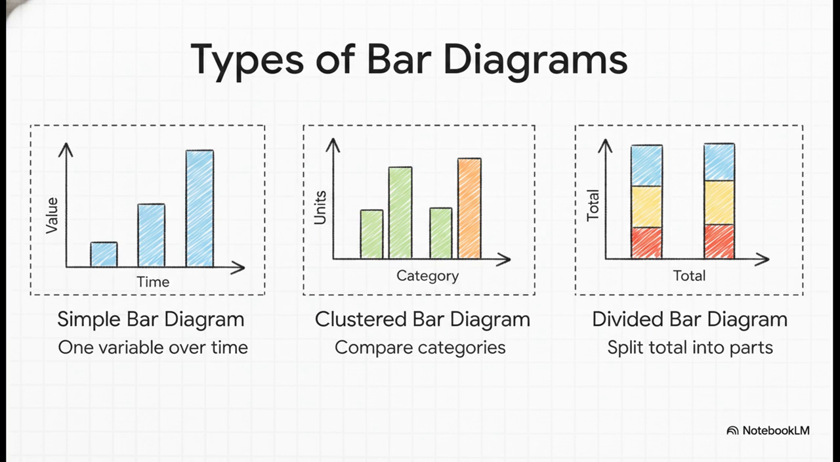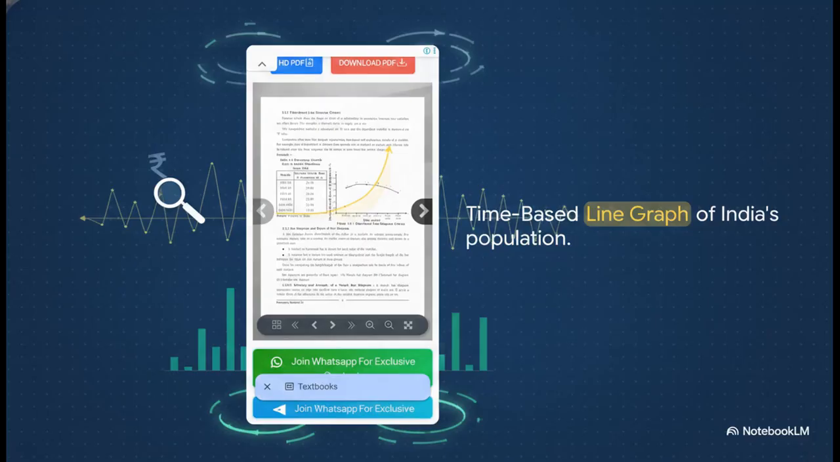But what if things get a bit more complex? That is when you'd use a clustered bar diagram. It's brilliant for comparing 2 or more categories side by side. Think comparing literacy rates among females and males in a specific year. And finally, we have the divided bar diagram. You'd use this one when you want to show how a single total value is split up into its various subcomponents.